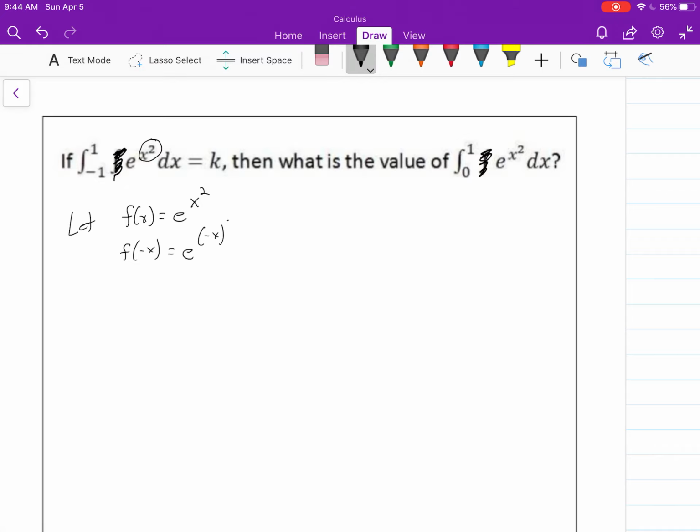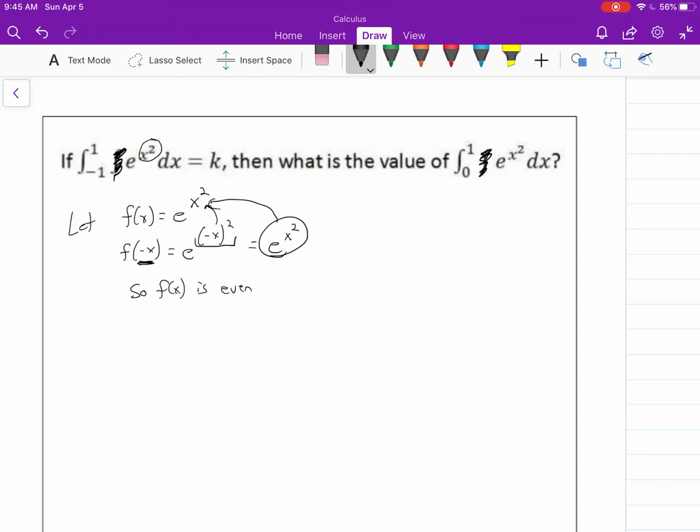e to the negative x squared. Well, negative x squared, it doesn't matter if it's negative in here, you're squaring it, so it'll be positive, so it's actually going to be equal to this. So it's equal to e to the x squared. So when we plugged in negative x, we got the exact same thing as the original, which means f of x is even.